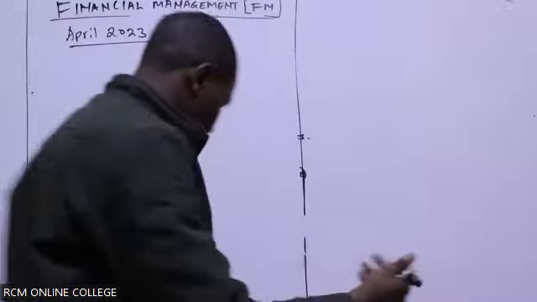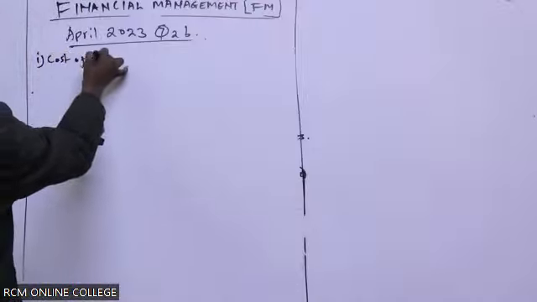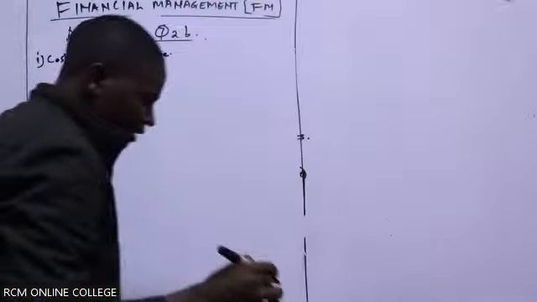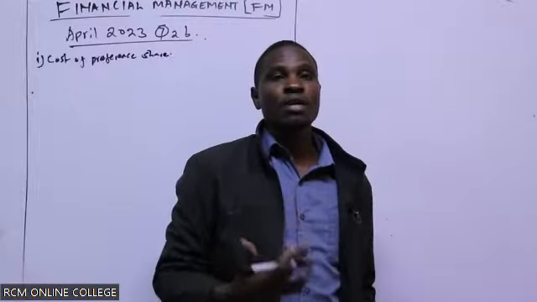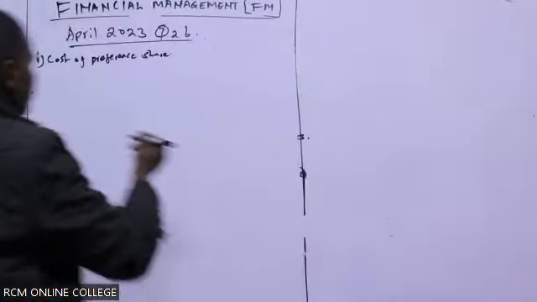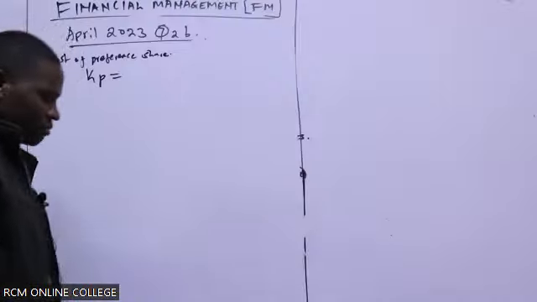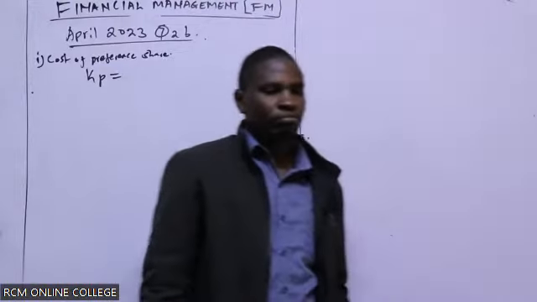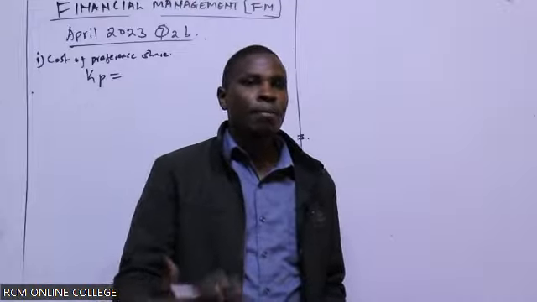We are to come up with the cost of preference share, number 1. I told you that the important thing under financial management is for you to know the formula. Now, can you give me the formula of our KP? It is PD over market value.